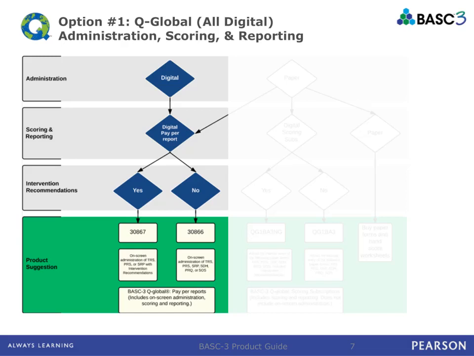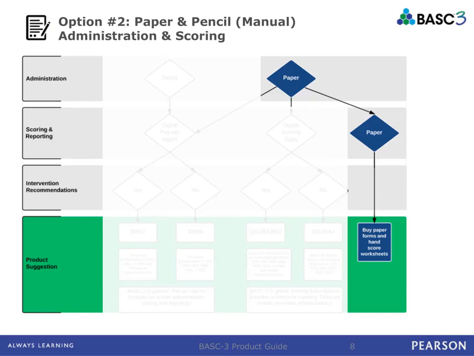These are only two of the possible product configuration options, but two that illustrate the types of considerations you will make when choosing which options are right for your use. Looking at this from the perspective of option 2, paper and pencil or manual administration and scoring, this second option is to use paper forms and manual or hand scoring and reporting exclusively. In this case, you will purchase paper forms and hand scoring worksheets.